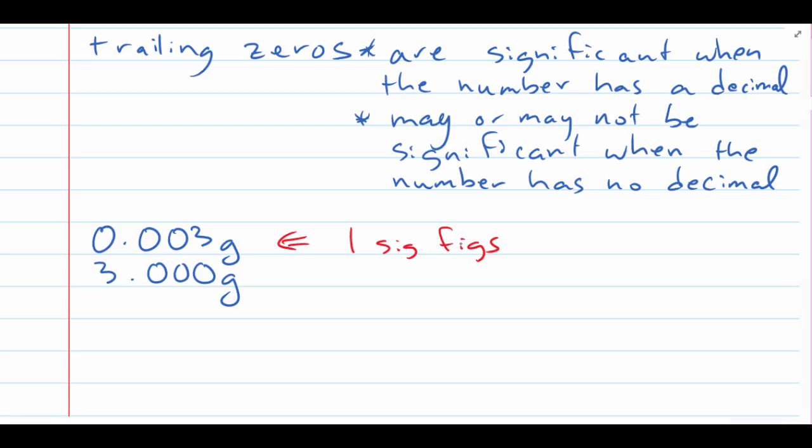How many are in the second one? I see 4. There's 4 now because the zeros are trailing with the decimal. These zeros are called trailing zeros, and they are significant if the number has a decimal. Does this have a decimal? Yes. So this number would have 4 significant figures.